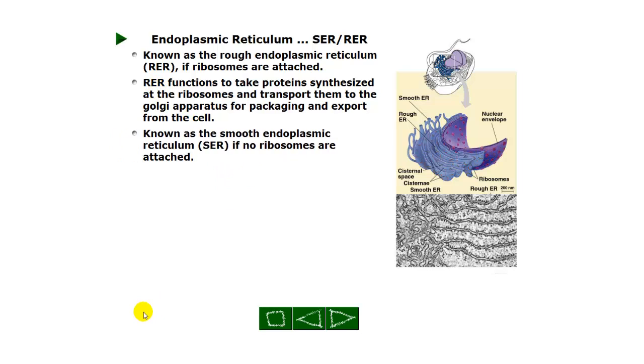The smooth endoplasmic reticulum, SER, as I mentioned before, has no ribosomes attached, so that's how you tell the difference visually. But in terms of function, the SER functions not in terms of protein transport, but in terms of actual lipid synthesis. So again, lipids include steroids, so cells like testes that produce an awful lot of hormones like testosterone are going to have an awful lot of SER. Lipid or fat synthesis.